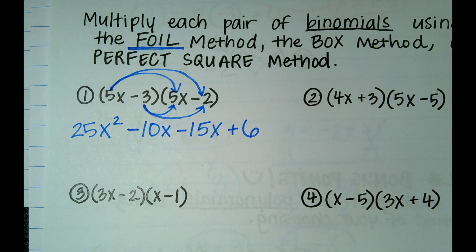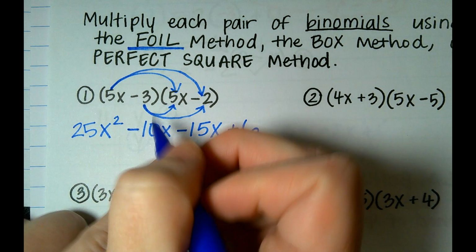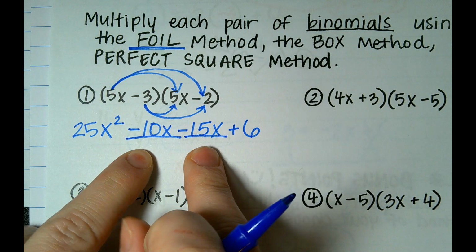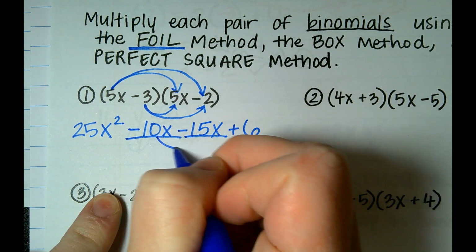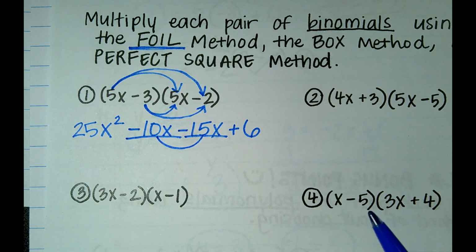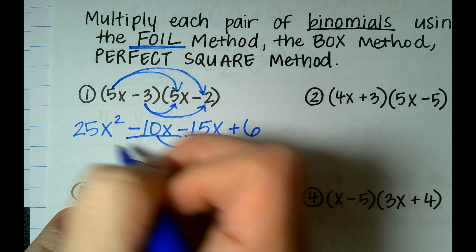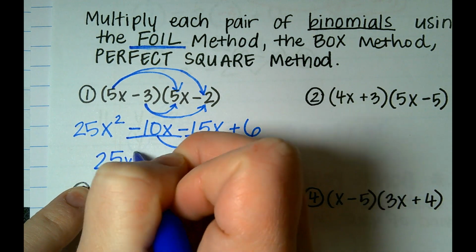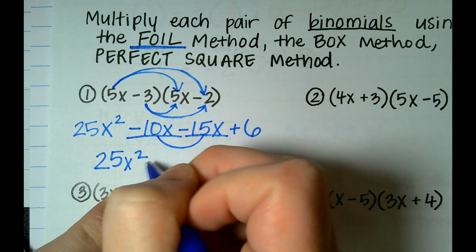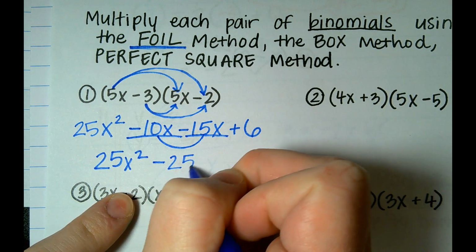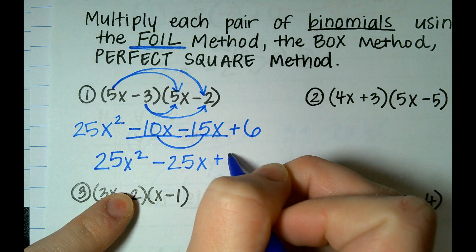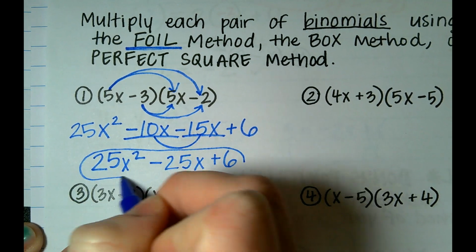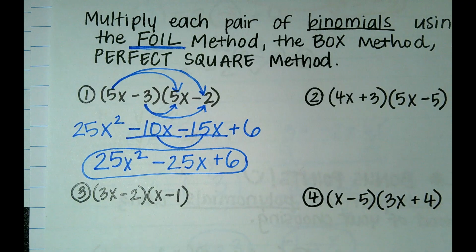What's left to do? Yes, now we have like terms, -10x and -15x. When we put those together by adding, yes. So I'm going to rewrite everything. I've got 25x squared minus 25x plus 6. And that is our answer. Perfect.